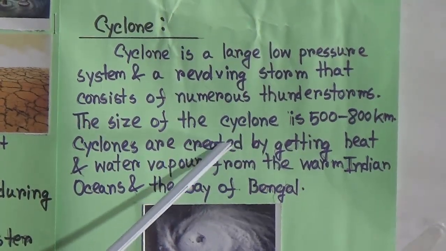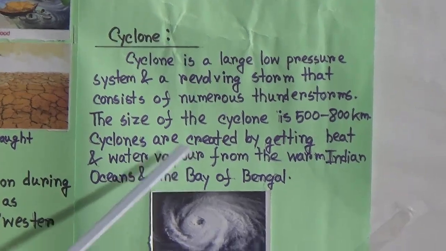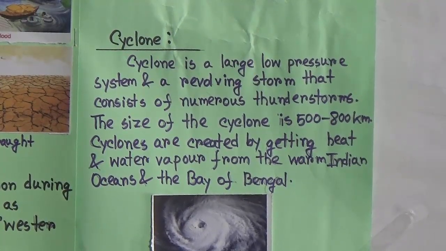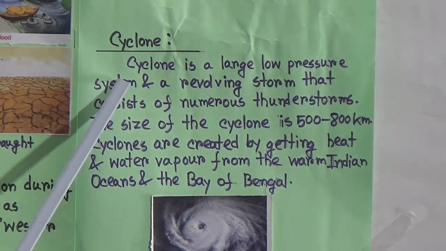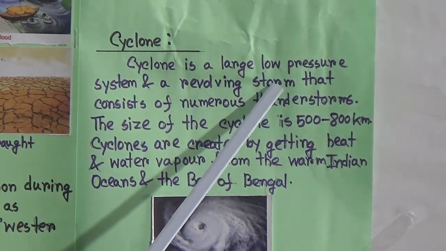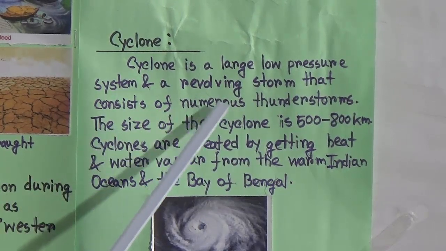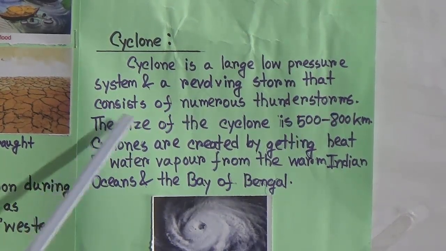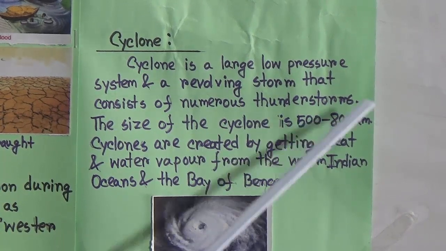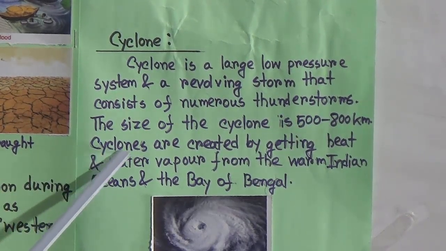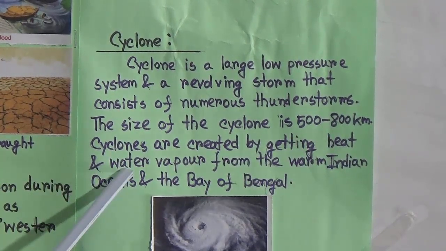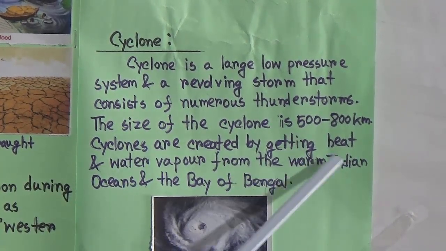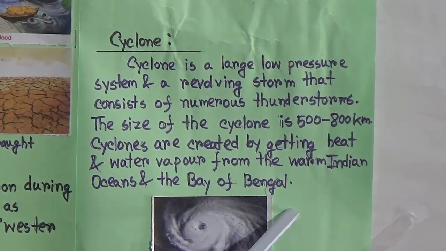Now cyclone. A cyclone normally originates in the ocean, then it blows over the land. A cyclone is a large low pressure system and a revolving storm that consists of numerous thunderstorms. The size of the cyclone is 500 to 800 kilometers. Cyclones are created by getting heat and water vapor from the warm Indian Ocean and the Bay of Bengal.